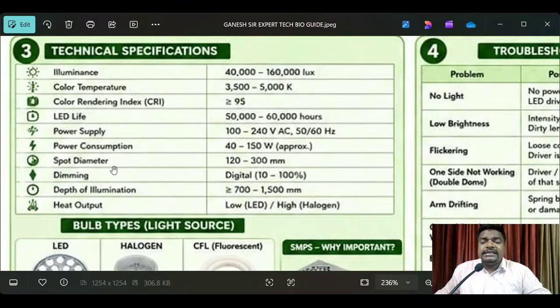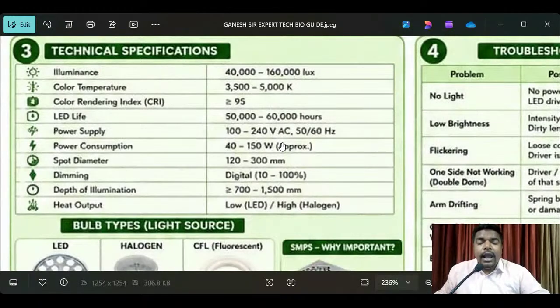Spot diameter: 120 to 300 mm. The dome diameter is also listed. Dimming is digital, 10 to 100%. Depth of illumination is greater than or equal to 700 to 1,500 mm. Head output: low for LED, high for halogen.